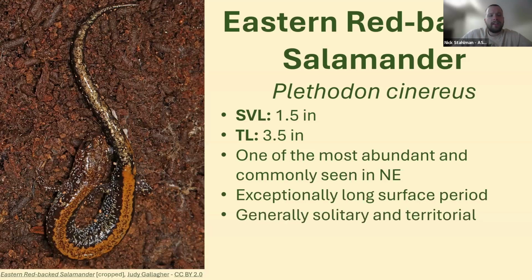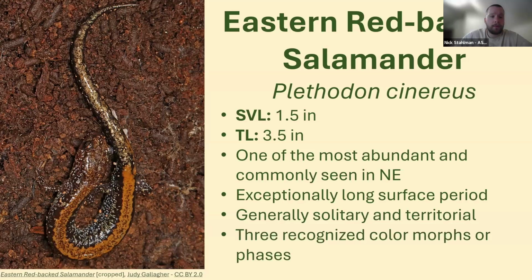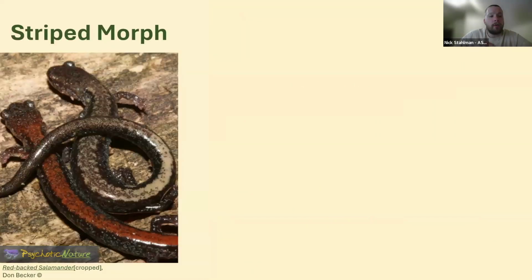And they generally are solitary. So occasionally when you lift up a log, you might see a couple of these, but they're pretty solitary. They're pretty territorial. So every time you lift up a log, you find another one. What's interesting, though, is there are three recognized color morphs or phases of this salamander that are quite different to look at. So you have your striped morph, which is the basic one.